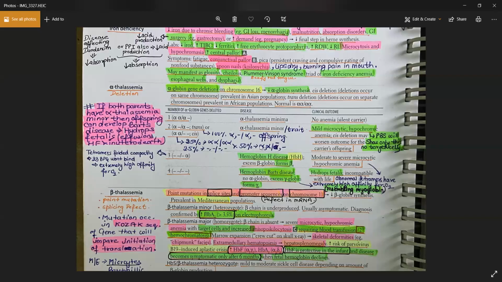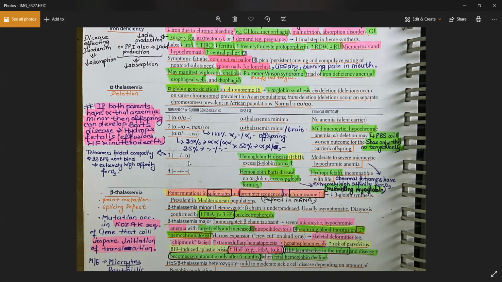You will represent the cis deletion as alpha alpha on one chromosome and dash dash, which means the deleted alpha genes on the same chromosome. In trans deletion, you will represent it like this: alpha dash and alpha dash, which means the alpha genes are lost on different chromosomes. The cis deletion is mainly seen in the Asian population, and it is more severe than the trans deletion, which is seen in the African population. The normal one will be represented as alpha alpha and alpha alpha. Is that okay up to here?